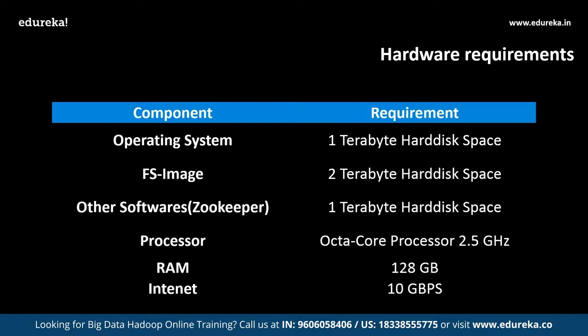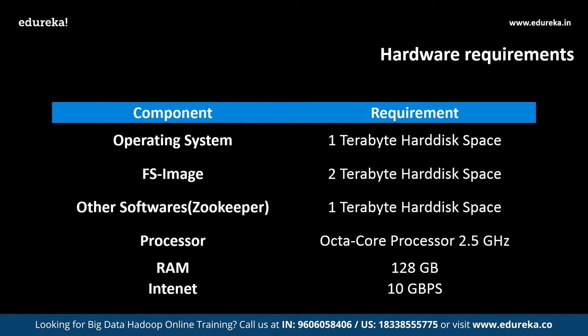1 terabyte of hard disk space will be dedicated to the operating system. Followed by that, 2 terabytes of hard disk space will be dedicated to FS image storage. Followed by that, 1 terabyte of hard disk space will be given for other software like Apache Zookeeper and other required software. Now, when we come to the processor, we require a hexa-core or at least an octa-core processor with 2 to 2.5 GHz processing speed.